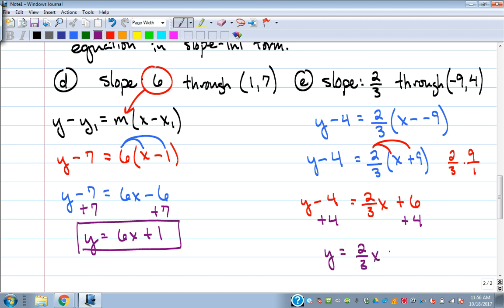2/3 x plus 10. So the y-intercept is 10 on that. Slope of 2/3, y-intercept of 10, also goes through negative 9, 4. So starting with your point slope and working to a slope-intercept form, you've just got to make the point slope form. Let's do one more of those.